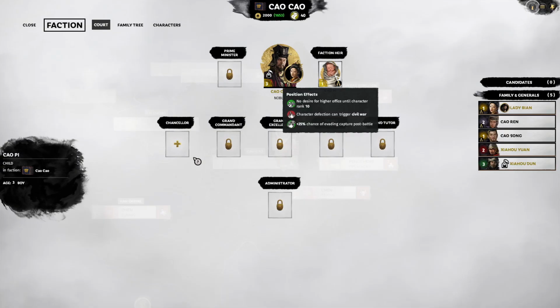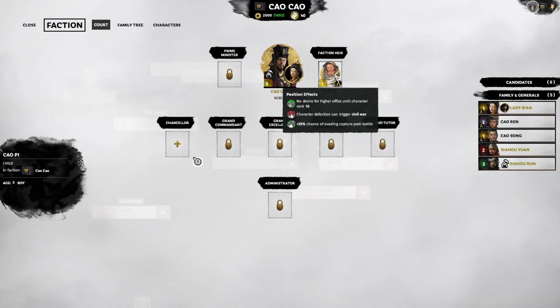And you can see here the faction Heir gets a couple of passive bonuses: there is no desire for higher office until the character reaches rank 10, which is max. There is a character defection can trigger civil war, which is quite obvious. If your council can do it, your heir can definitely do it. And then you get a 25% chance of evading capture post-battle.